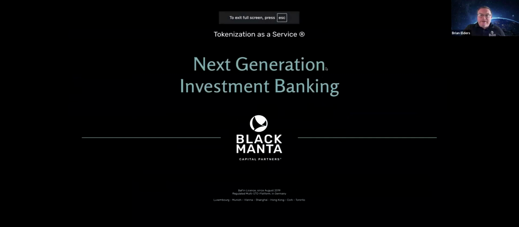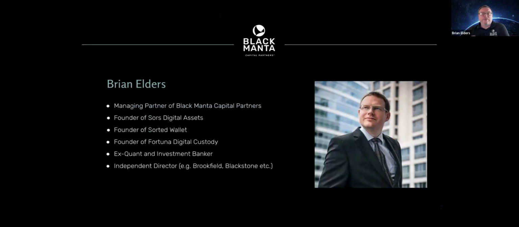So Black Manta is the company, and you can see in the small print there, it's regulated since 2019. So we were the first in the EU to get regulated as a MiFID institution, as a financial institution in Germany for financial products on a blockchain. So who am I? I'm managing partner of Black Manta, which is MiFID regulated. I'm also a founder of Source Digital Assets and Fortuna, which are both VASPs in Europe on the way to being CASPs.